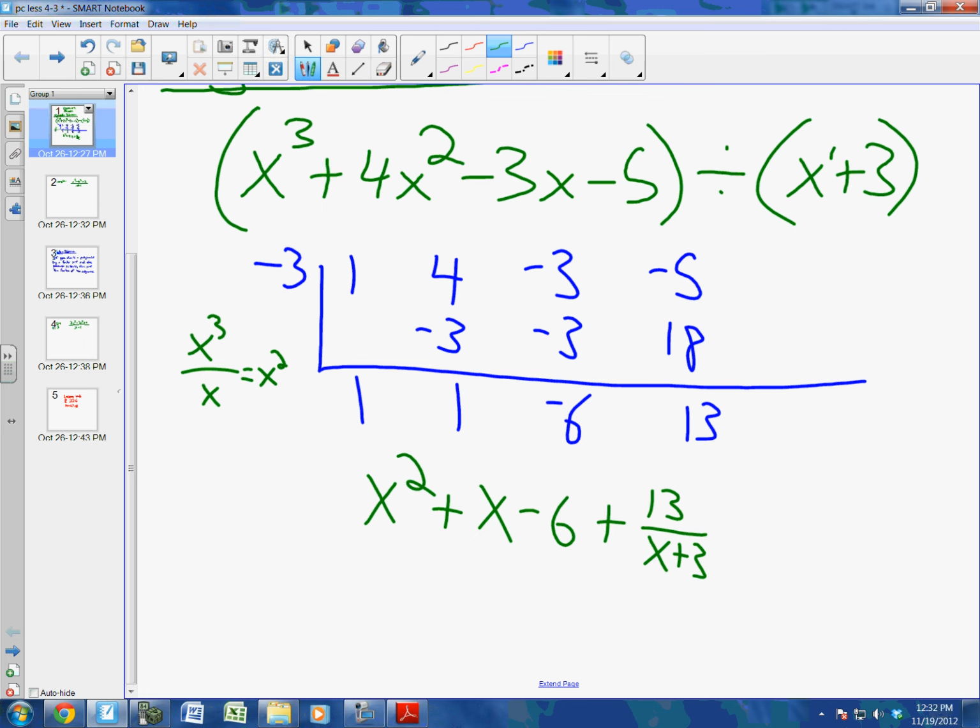Got it? That's the answer. Okay, that is synthetic division. By the way, 13 is your divisor. Don't worry, Easton. I got it. I know how many we're doing.